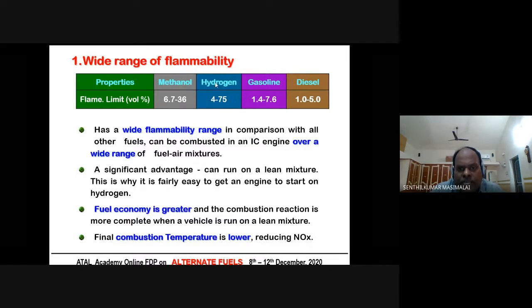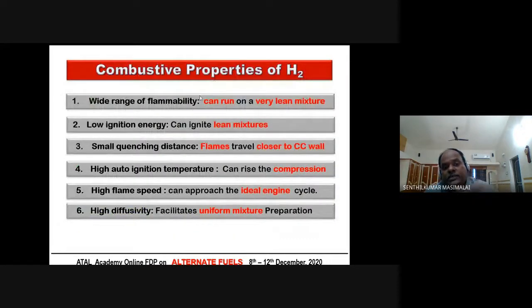But if you look at hydrogen, you have 4 to 75. So the range is the widest of all the fuels. Hydrogen has the widest flammability limit. Because of this widest limit, what is the advantage? The advantage is that we can operate the engine in very lean conditions.